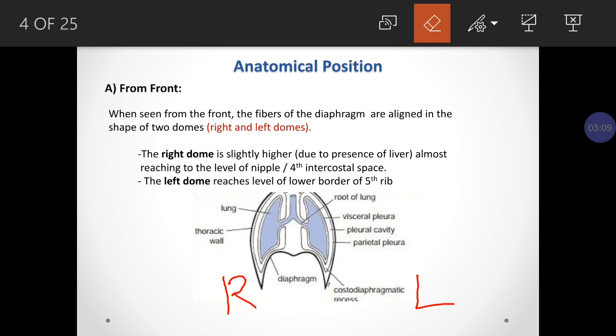In the diagram, you can see that on the right side, the dome is separating the right lung and the liver from the abdominal cavity, and on the left side, the left dome is separating the left lung from the abdominal cavity.